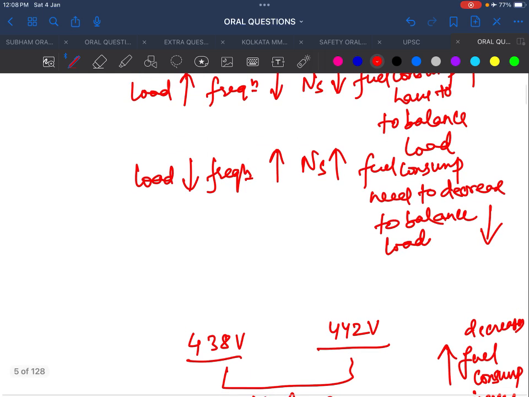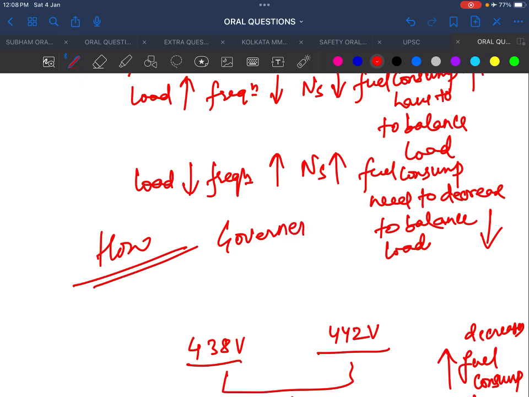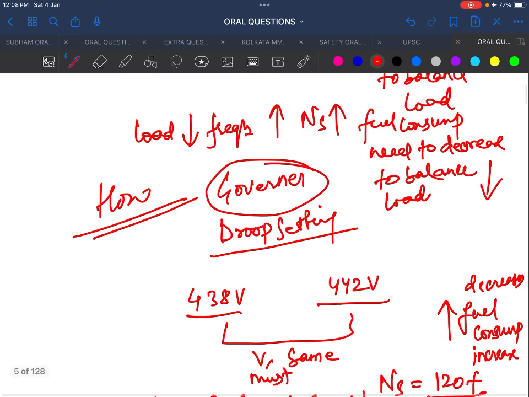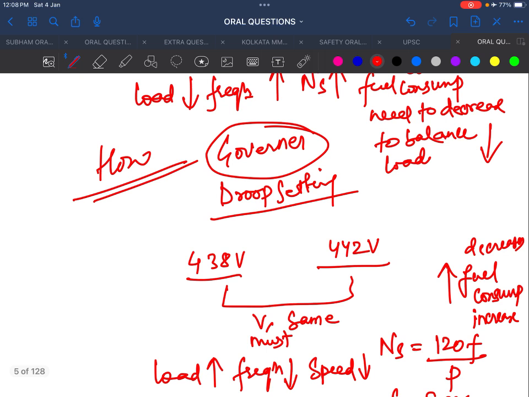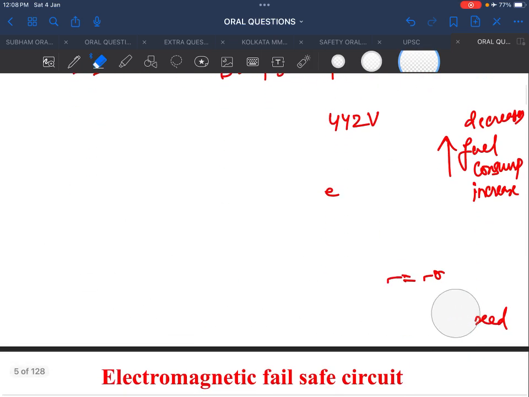So how are we doing all this? We do it with the help of the governor. Everything depends upon the governor. We adjust the governor droop setting inside. In the governor there is a droop setting, and you have to adjust the droop setting to maintain the same load, so maintain the same kilowatt. When the governor droop setting changes, after that everything will be fine. So these are the basically important points I already discussed.